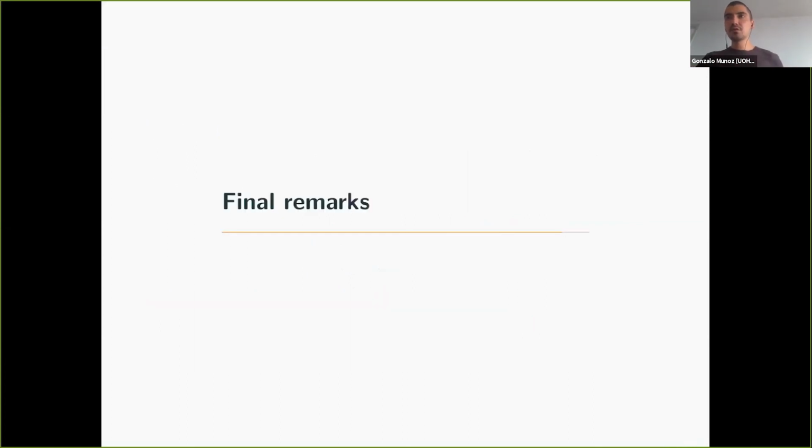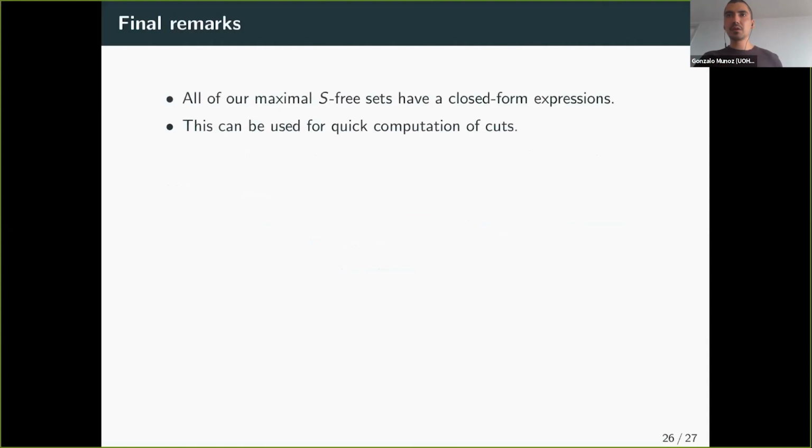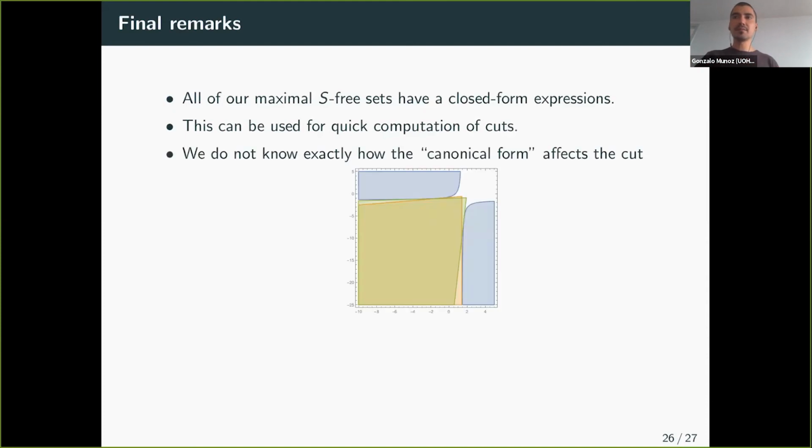Okay, so just to wrap up very quickly, as I mentioned throughout the talk, all our maximal quadratic-free sets have closed form expression. So this is good because when we compute the intersection cuts, which we're in the process of doing, you can get the step lengths very easily because it's just a one-dimensional problem on this closed form. Even though the closed form has some square roots, it's still nice.